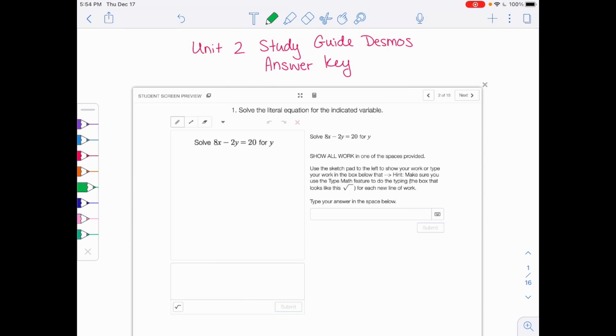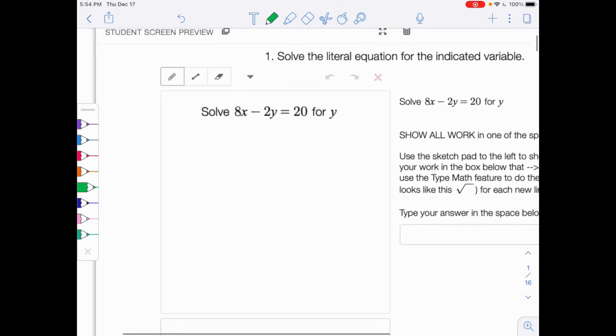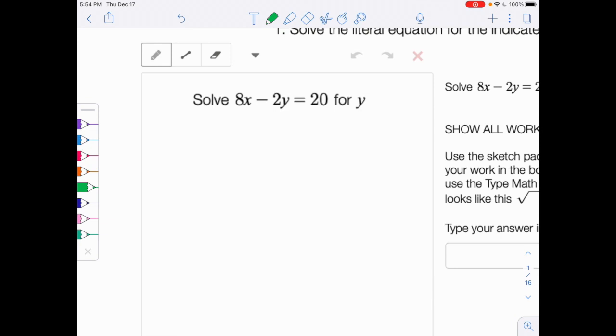So the first problem we start off with is a literal equation, and it's telling us to solve for y. So the way I'm going to do that is I need to get the y by itself. In order to do that, I need to move the x term. So I'm going to subtract 8x from both sides of my equal sign in order to move it over.